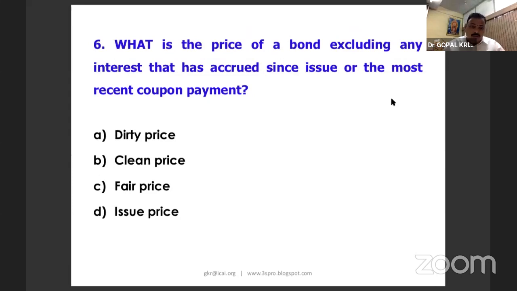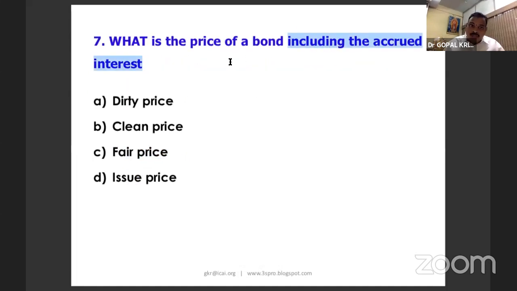Now, I think all of you can answer this question. What is the price of a bond excluding interest? Excluding interest is clean price. So 6B. What is the price of the bond including the interest? Including the interest is dirty price. So 7A.